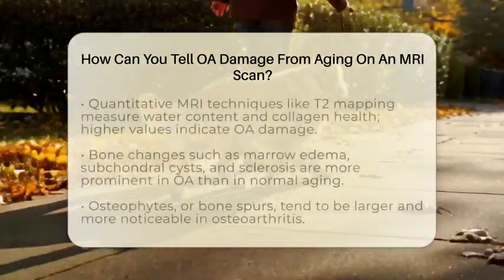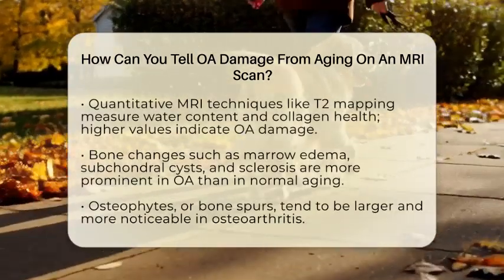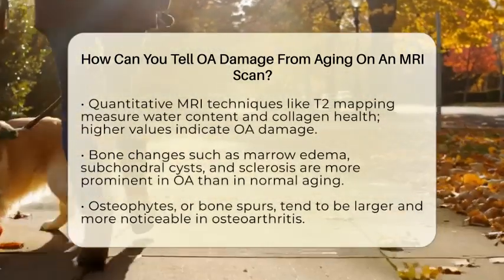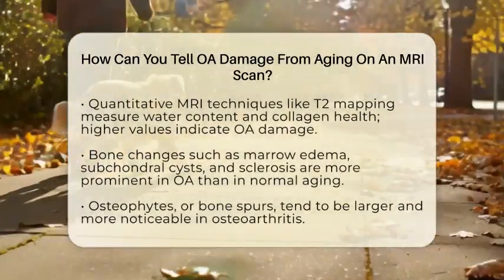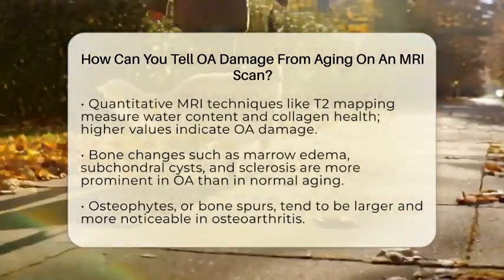Quantitative MRI techniques like T2 mapping can measure water content and collagen health. Higher T2 values suggest more water and collagen damage, which is typical in osteoarthritis but not in normal aging. Bone changes are another clue.